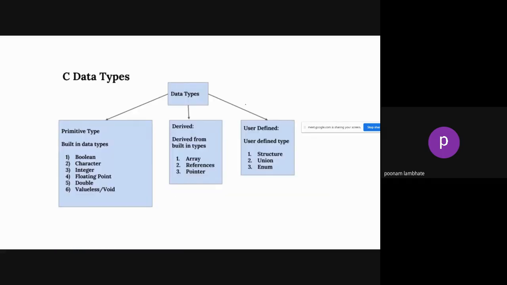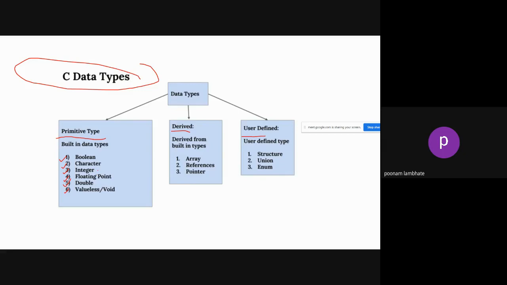Now these are the common data types in C language. First you have the primitive data types, then the derived data types and user defined data types. So in primitive, what all do you have? You have Boolean, character, integer, floating point, double and void.